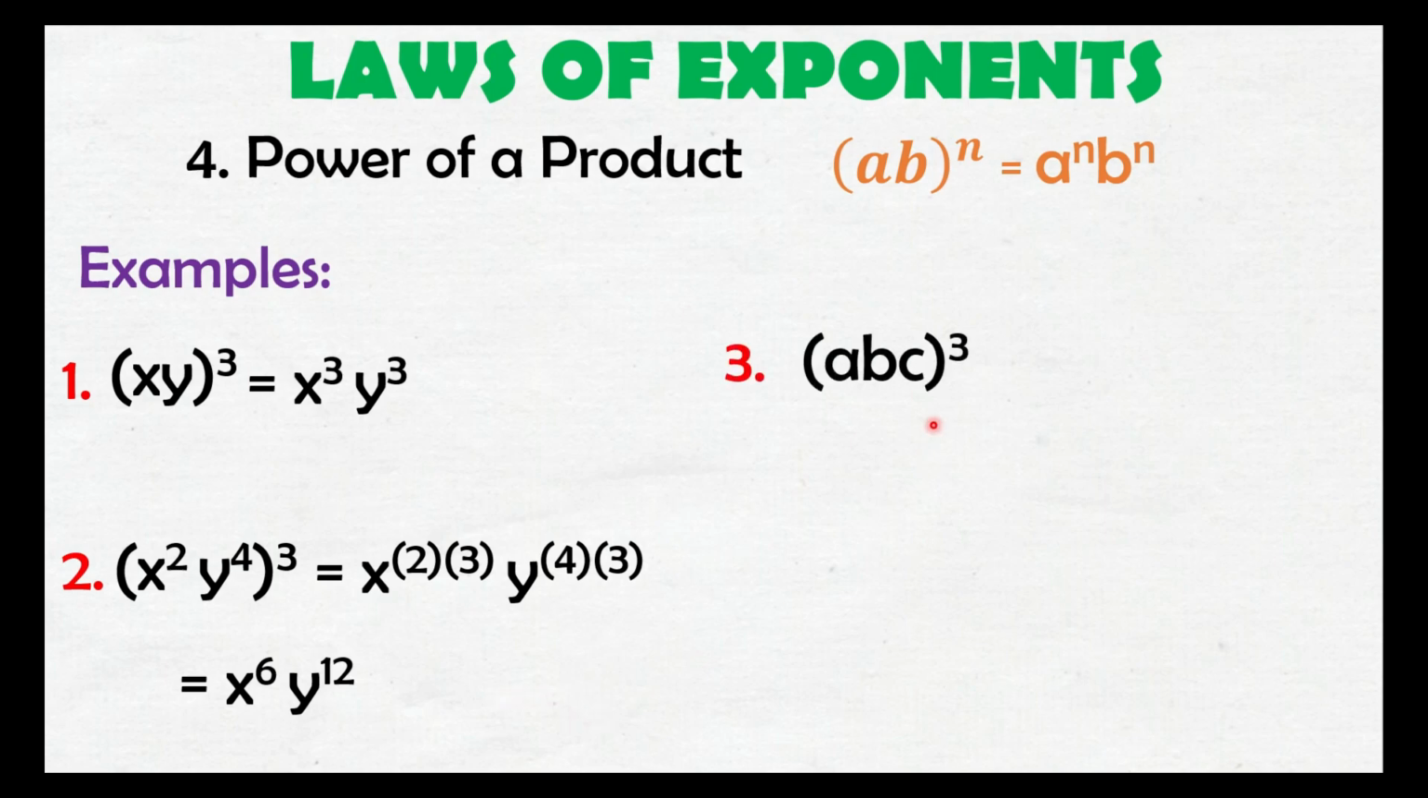Example number 3, quantity ABC cubed. So, again, distribute lang natin to sa A, sa B, at sa C. So, kaya naging A cubed, B cubed, C cubed.